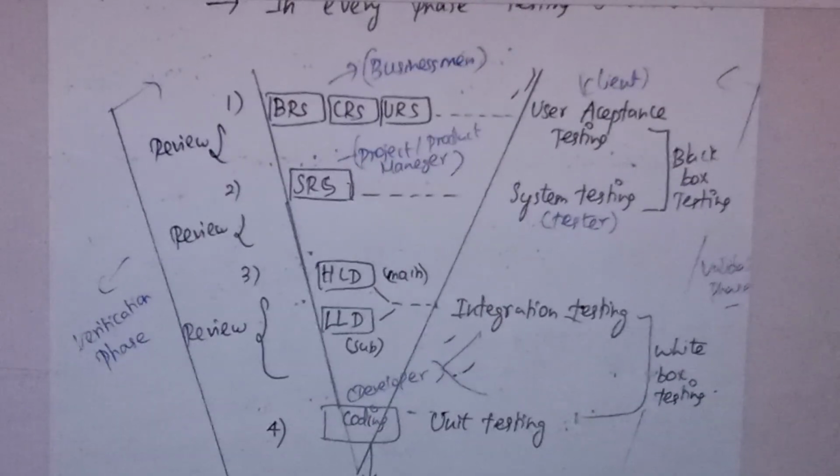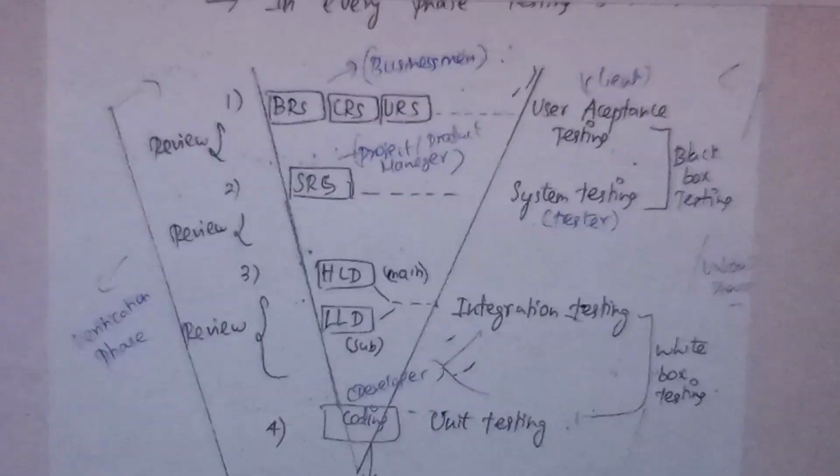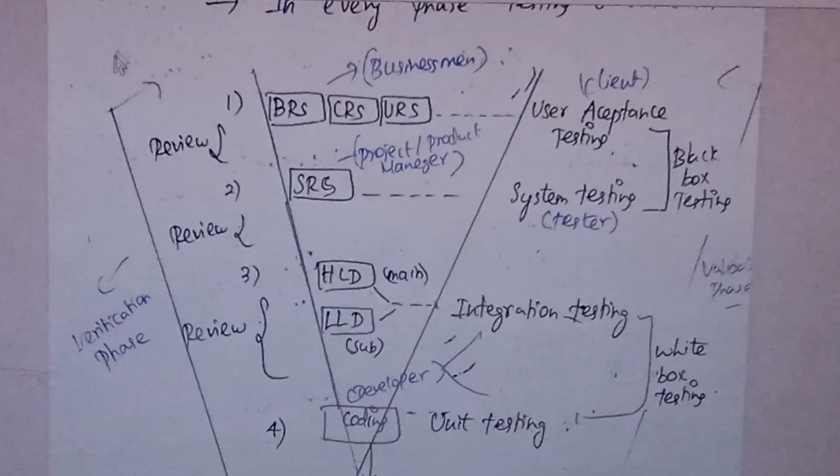After converting the BRS, CRS and URS, the high level documents, into the SRS document, which is the technical format, the designing phase starts, which means the HLD and LLD phases begin. I have said before that HLD means high level design, which is not used that much but is important, and LLD means low level design, which is used very much. After reviewing this phase, the coding phase starts. In the coding phase, the developer will code something and then give it to the tester, and the verification phase is completed.